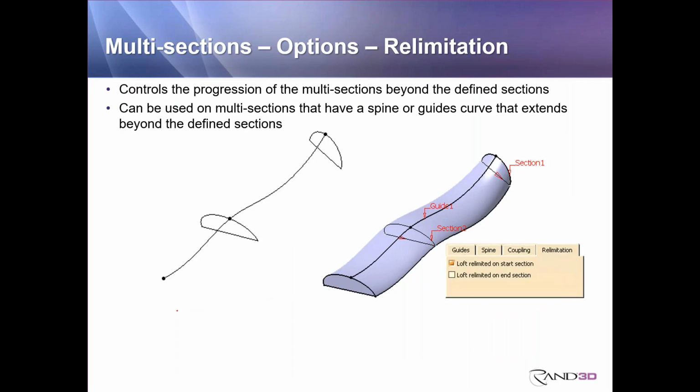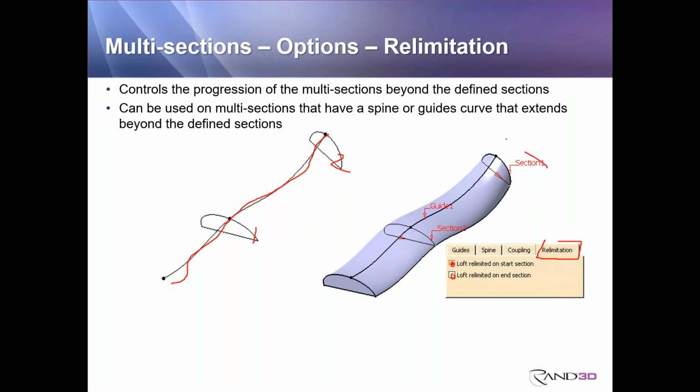And then relimitation. Now, this is an option, and it only makes a difference if you have a spine or you have a guide curve. And the spine or the guide curve has to be longer than the sections. So again, they've got these same two sections that we've been discussing here, but now we've got this guide curve right here, and this guide curve is really way longer than the two sections. Now, by default, it'll be relimited on the start. It will be relimited at the end on here.